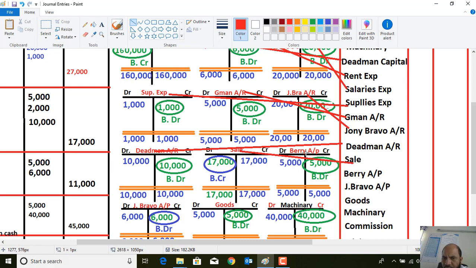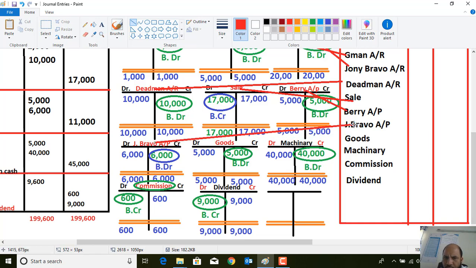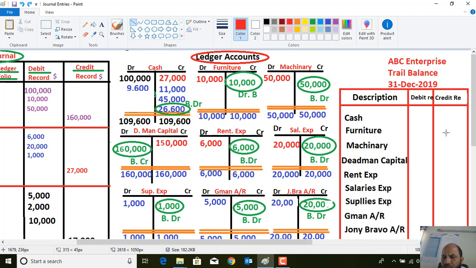So this is for sale. This is the BD account payable. This is the Unibrow account payable. This is for the goods. This is for the machinery used within the business. This is for the commission, and this account is the dividend account. So dear students, all of the account titles we have brought to the trial balance. Now what will you do? Now we will write down the amount of money or dollars which are available in the circles, I mean those amounts that we have put in the circle.